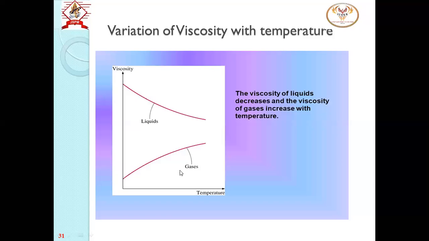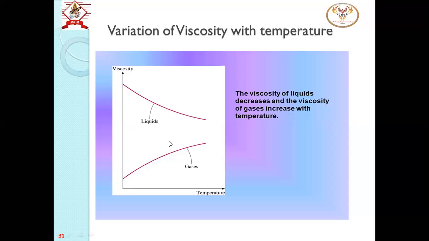Now what will be in case of gases? With an increase in temperature, the bond will be more, and that means the resistance will be more, and viscosity is another word for resistance. So the resistance will increase and the viscosity will increase. So two opposite cases of viscosity and variation with temperature. In our academics we will be studying liquids and gases, the viscosity and the temperature.